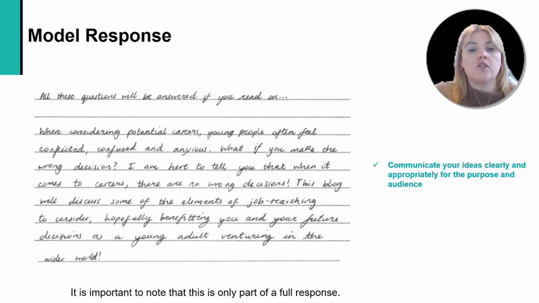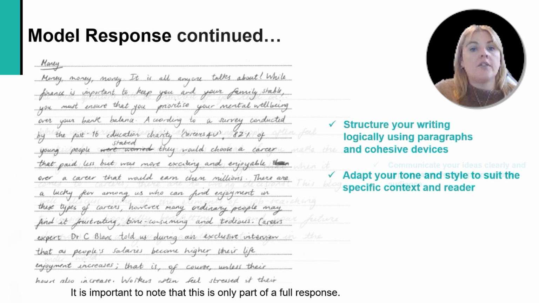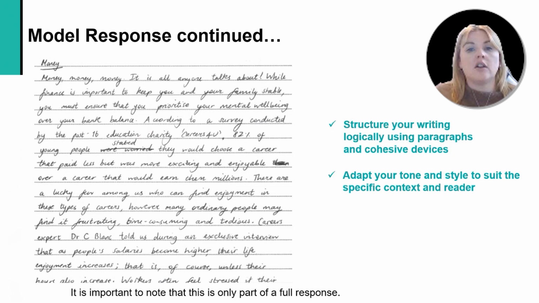Here we can see that the student has helped to set the scene for the reader by using clear first person and advising what the text is going to explore. Next, we see how the student has structured their writing logically using paragraphs and devices. They've used subheadings to clearly separate each point they're discussing, and in this case, the focus is on money. This organisation helps the reader to follow the ideas clearly and shows a logical structure.